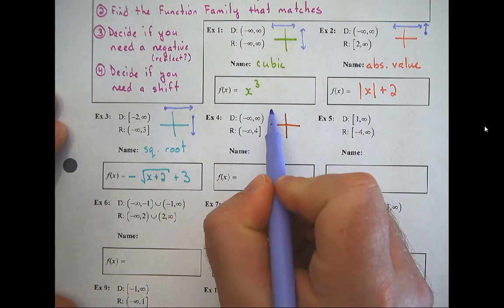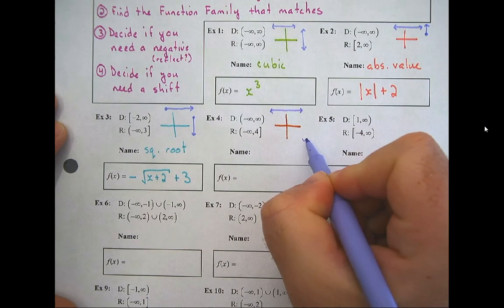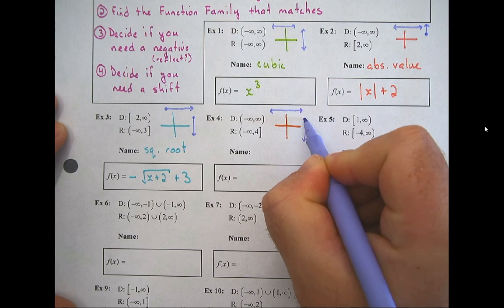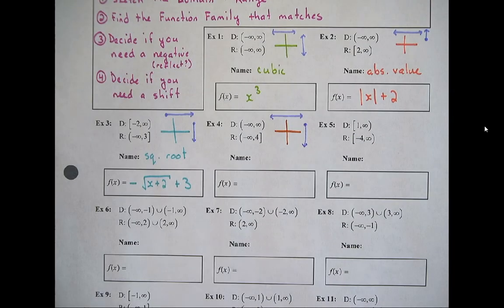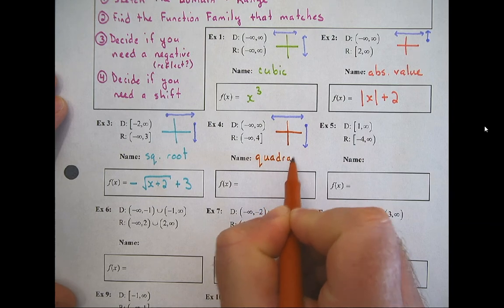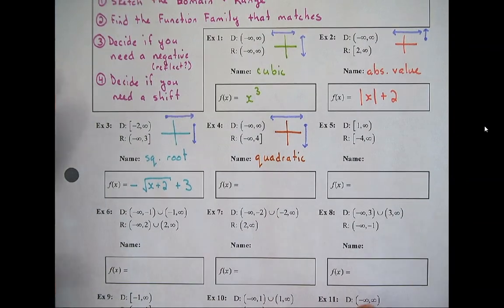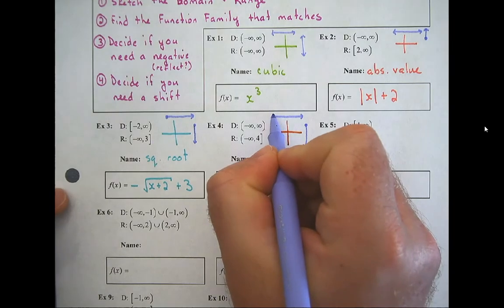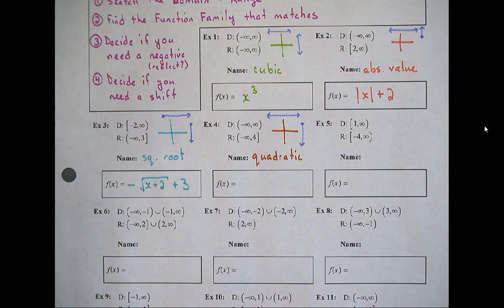So my domain stretches all the way. My range starts at negative infinity and goes up until 4. So I got to find a function family that goes all the way left and right and only points in one direction. This time I'm going to choose to do the quadratic family. I could have also chosen the absolute value family, but those are the only 2. You couldn't have done any of the other ones because your square root only points in one direction, but it only for y, but it also only points in one direction for x, so that wouldn't work.